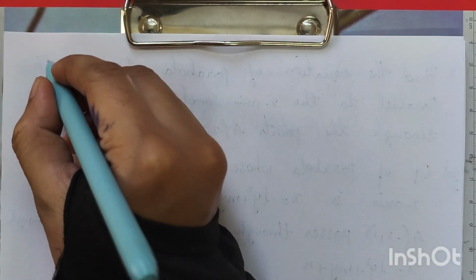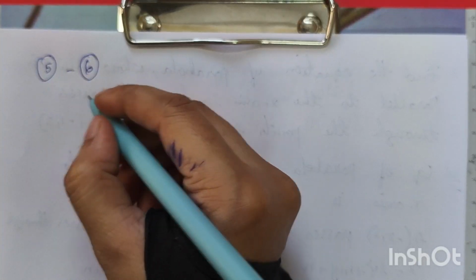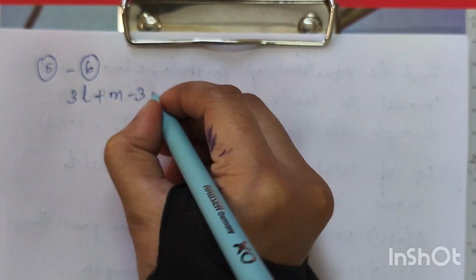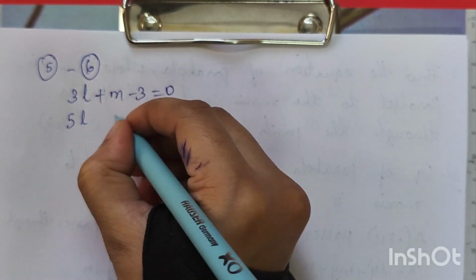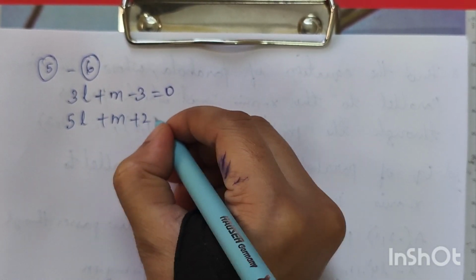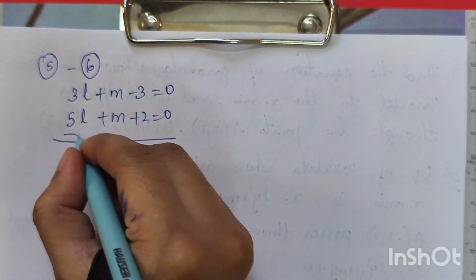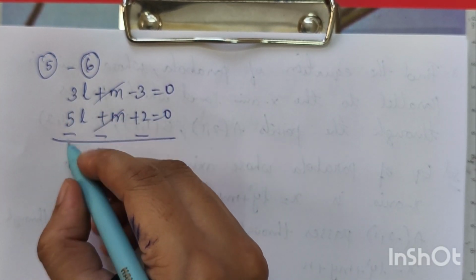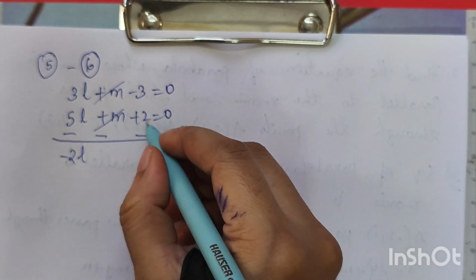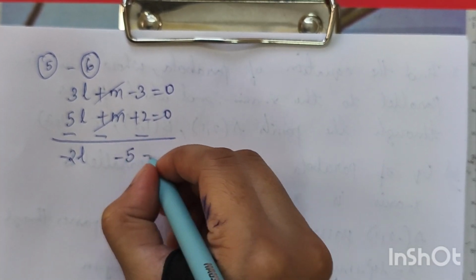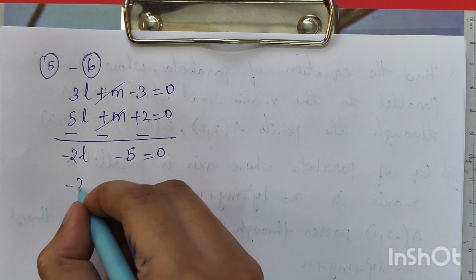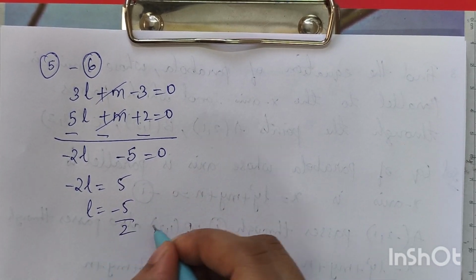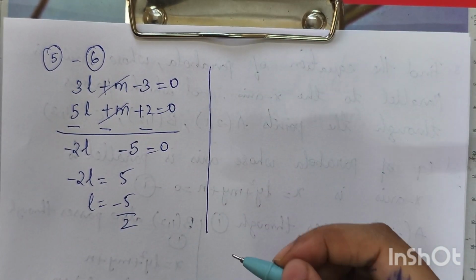Now subtract the fifth and the sixth equation. So it is 3l + m - 3 = 0, and 5l + m + 2 = 0. Changing the sign, so m gets cancelled. -5l + 3l is -2l. -3 - 2 will be -5 = 0. So -2l = 5, l = -5 by 2. We got the value of l.